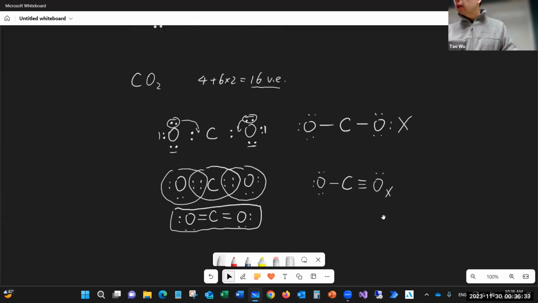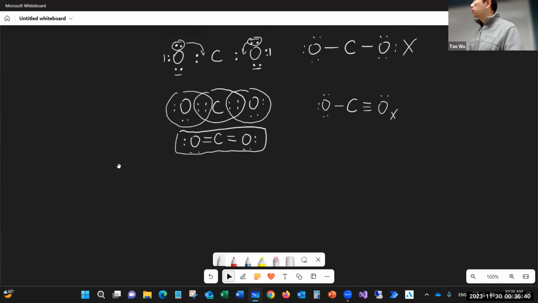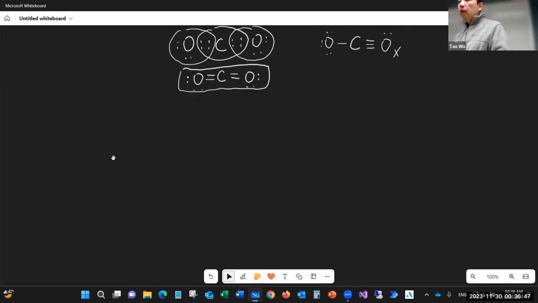All right, so this is the Lewis structure for the molecular compounds. And for some ions, like the polyatomic ion, we can also write a Lewis structure, like CO3 2-. This is the carbonate ion, and the carbonate ion can also have a Lewis structure.